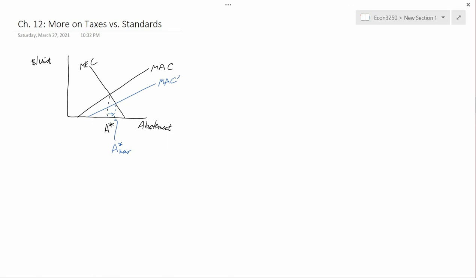And to the extent that they can foresee that this is the way the government is going to react, they'll refrain from trying to make their MAC curve move down, or at least refrain from trying to make their MAC curve move down as much as if they didn't anticipate this, or if the government was just going to keep A star at its original level.